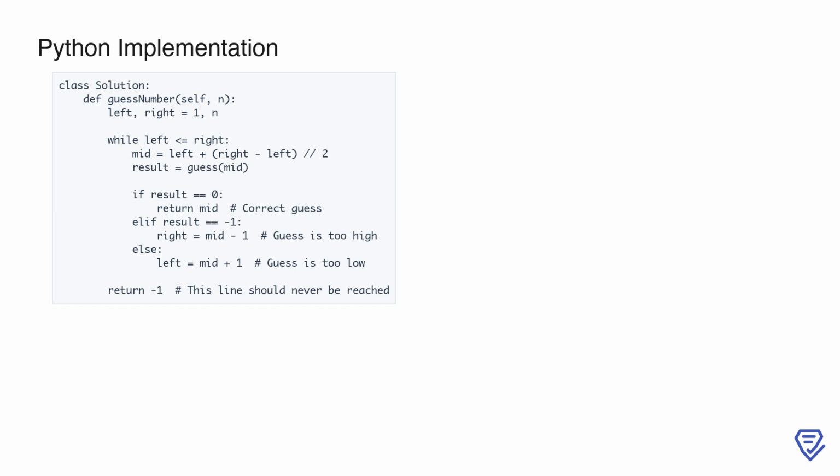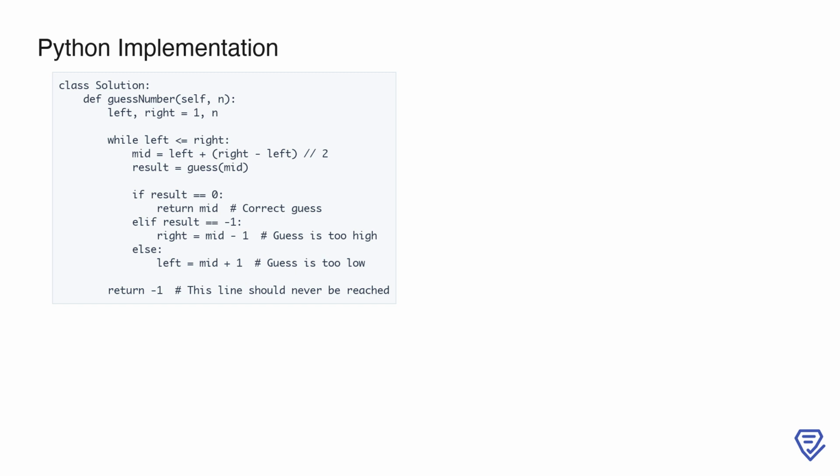The midpoint value is then passed to the guess API, which returns one of three possible results. 1. If the result is 0, the correct number has been identified, and the function immediately returns mid. 2. If the result is -1, it indicates that the guess number is too high. The search range is adjusted by setting right equals mid - 1 to exclude the upper half of the range. 3. If the result is 1, it means the guess number is too low. The search range is adjusted by setting left equals mid + 1 to exclude the lower half of the range. The loop continues narrowing down the range until the correct number is found.